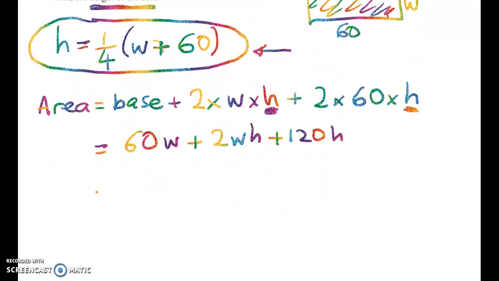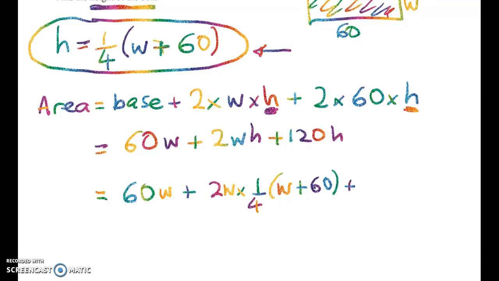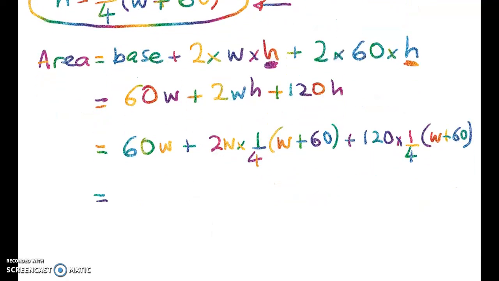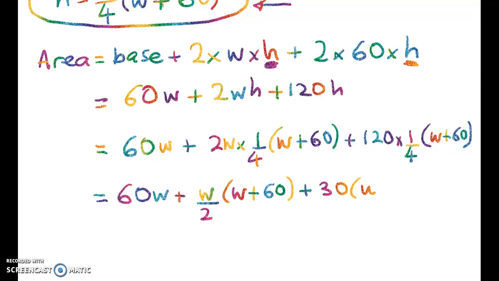And now we substitute. So we get 60w plus 2w times 1/4 w plus 60 in brackets plus 120 times 1/4 times w plus 60. So that's going to clean up quite easily. We get 60w plus w on 2 and so on.